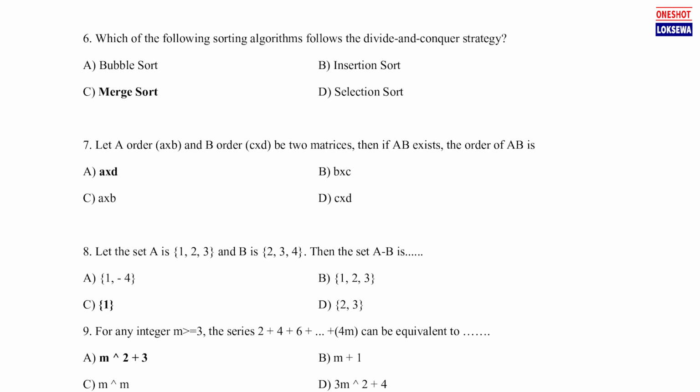7. Let A be of order A×B and B be of order C×D, two matrices. If AB exists, the order of AB is A. A×D, B. B×C, C. A×B, D. C×D. 8. Let the set A be {1, 2, 3} and B be {2, 3, 4}. Then the set A - B is A. {1, 4}, B. {1, 2, 3}, C. {1}, D. {2, 3}.